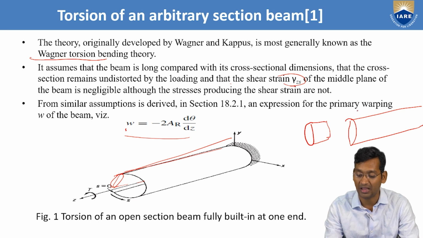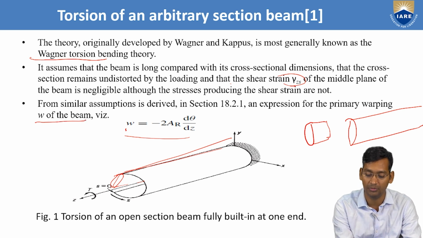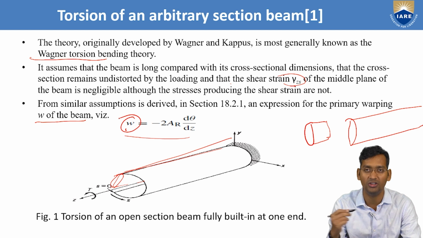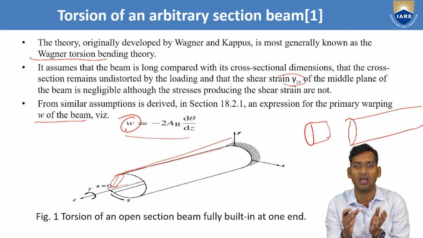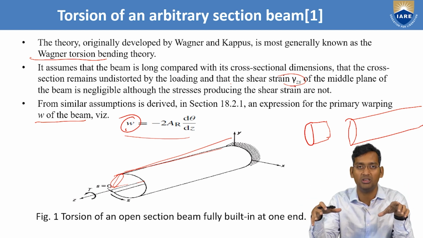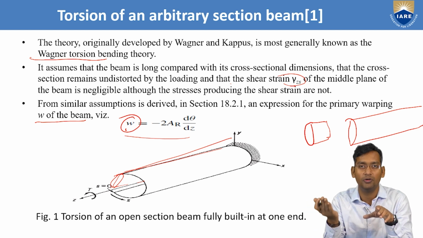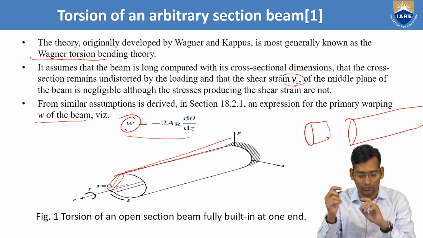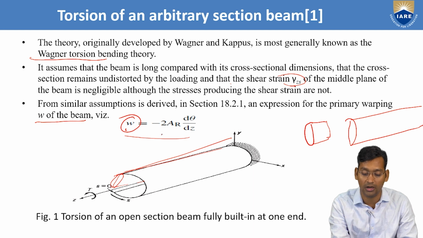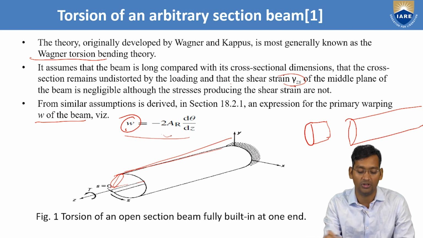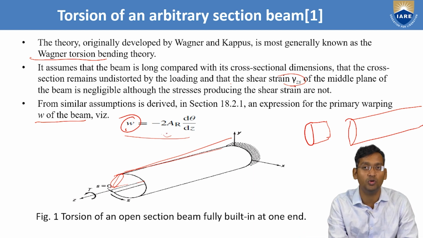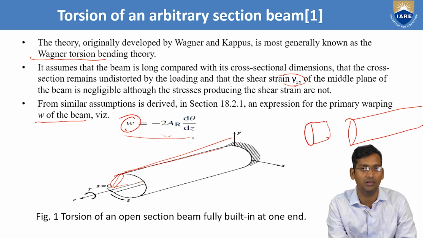It gives an expression for the primary warping W of the beam. So this W is the warping. When we wrap anything, like a pack, first we put the cover, then we fold it on all sides. So how much wrapping is required on all sides, we will see here. That is the warping, minus 2AR d theta by dz.